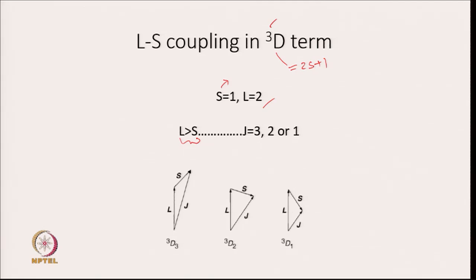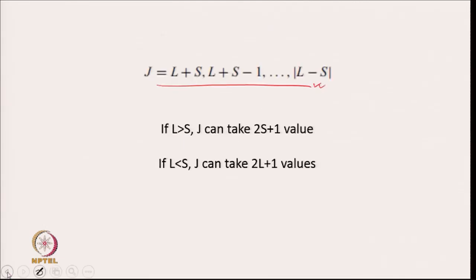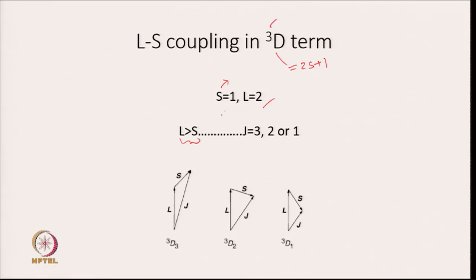So let's see here. If L is greater than S, then J can take 2S plus 1 values, right? So 2S plus 1 is 2 into 1 plus 1, which is equal to 3 values. And the 3 values of J will be 3, 2, 1, and these values will come in the term as subscript: 3, 2, 1.